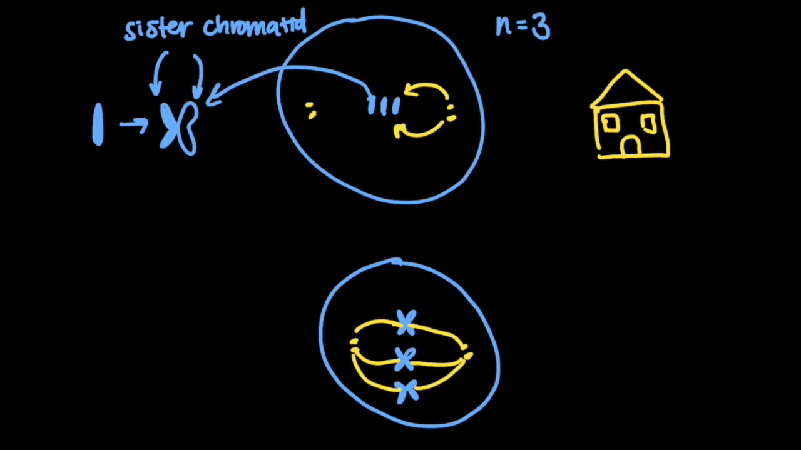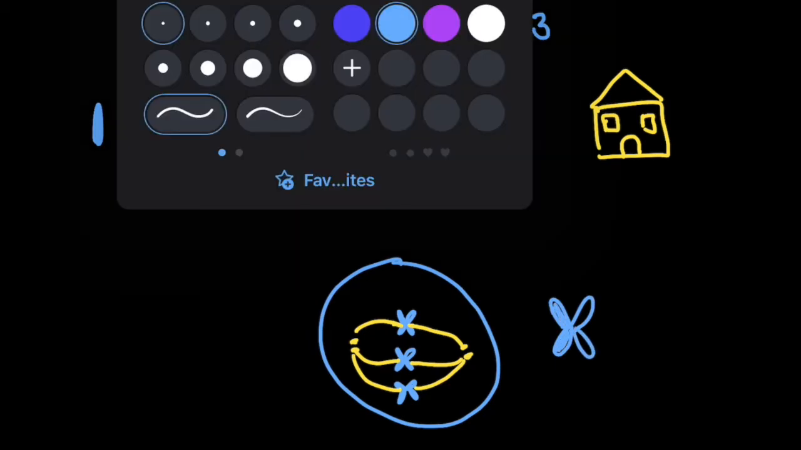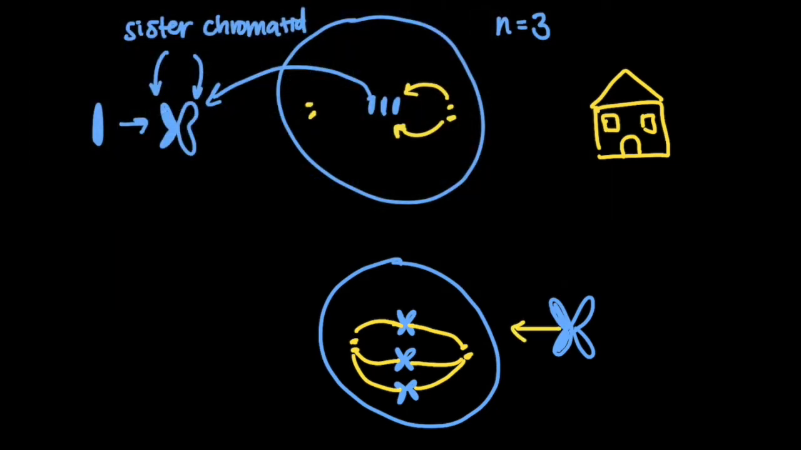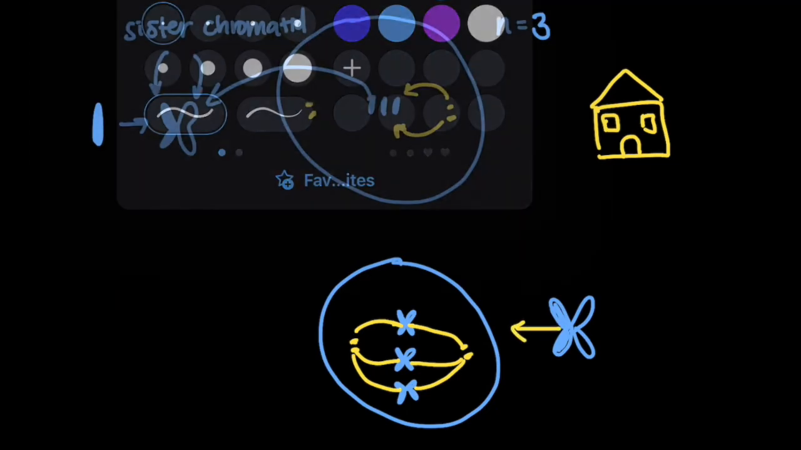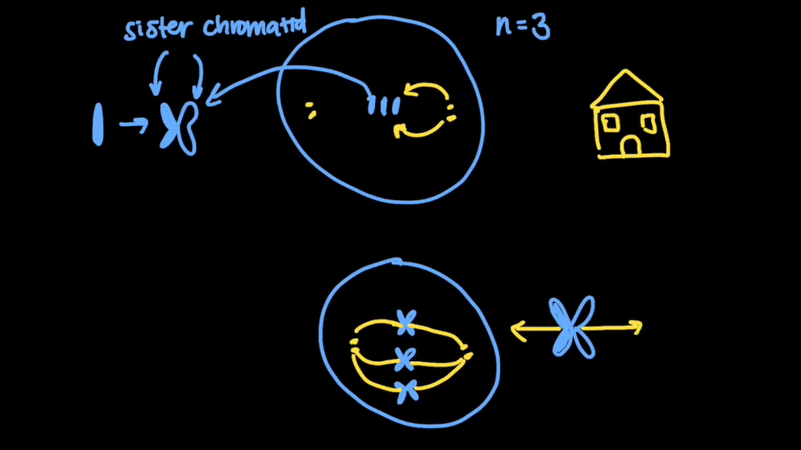Now, proteins attached to each sister chromatid will allow them to walk along the mitotic spindle in opposite directions. So if we zoomed into one of these chromosomes, this half would be pulled by the mitotic spindle towards that side, and this half would be pulled towards that side. Evidently, each one of them would come apart and be pulled to opposite sides of the cell.